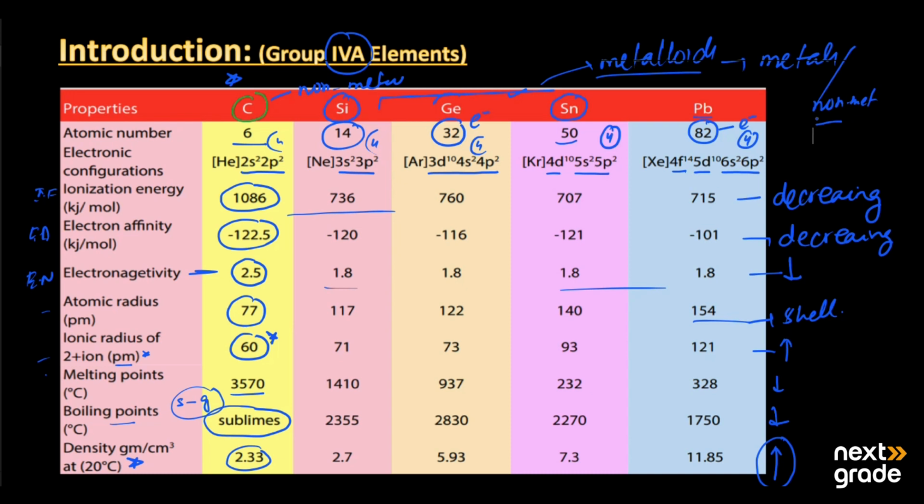So the first one is carbon. It has some peculiar behavior compared to the other elements because it is the first element of group 4A. As it has 4 electrons in its valence shell, it can make 4 bonds, and its valency is also 4.